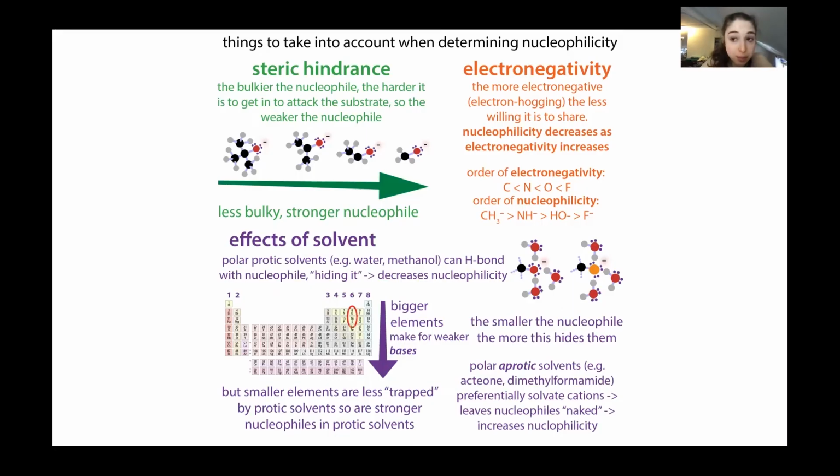If you have a polar aprotic solvent, such as acetone or dimethylformamide, you don't have the proton part that can form hydrogen bonding. So even if you have an oxygen that can serve as an acceptor, you don't have a donor. And so what's going to happen is you're going to preferentially solvate, or surround, the cations, the positive stuff, leaving the nucleophiles naked, which is going to increase their nucleophilicity.